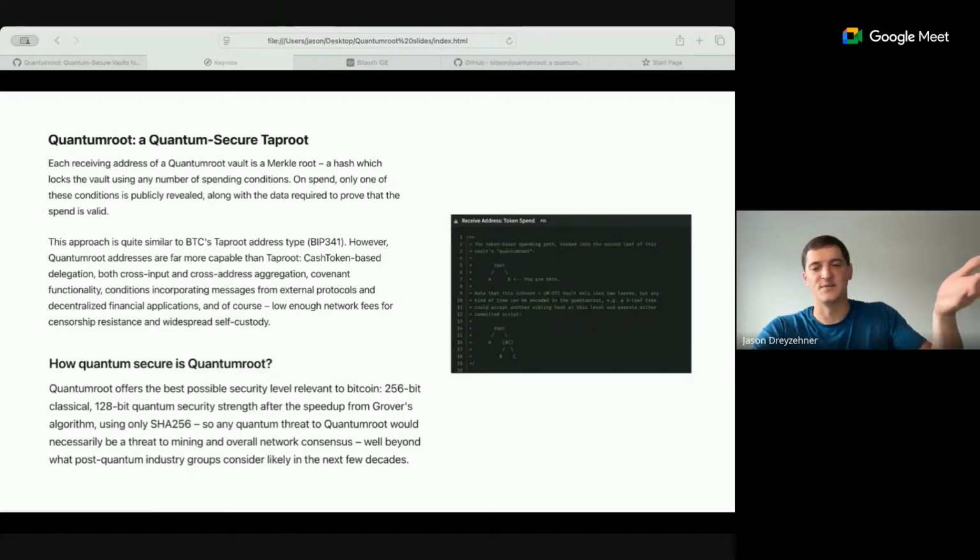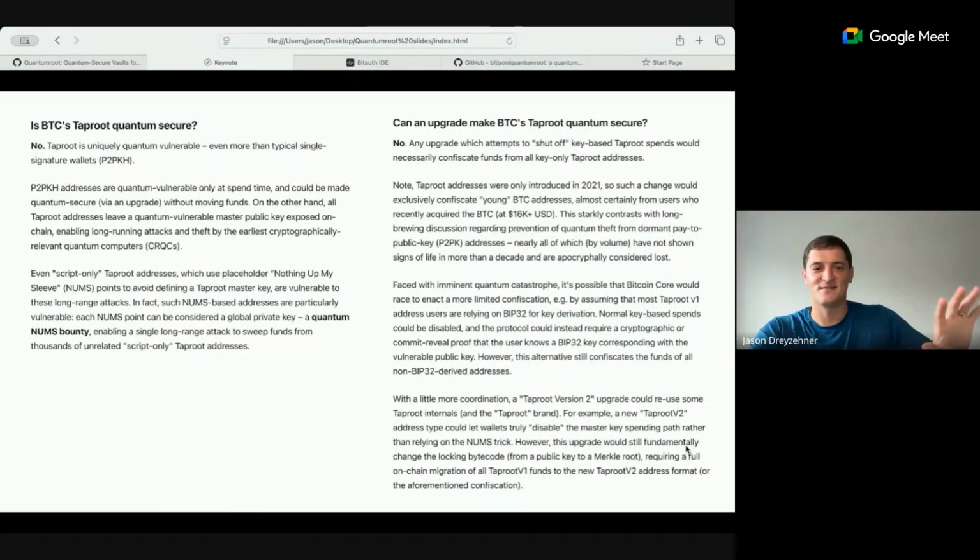It's been possible to do this with Cash tokens since 2023, and you can get quite a bit better efficiency with some of the 2026 chips, but not too fundamentally different. Any other questions? I think I've shown this enough. So anyhow, Quantumroot, quantum secure Taproot, would require at the very least a very large migration.